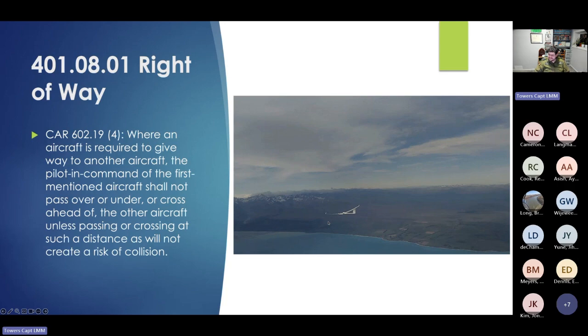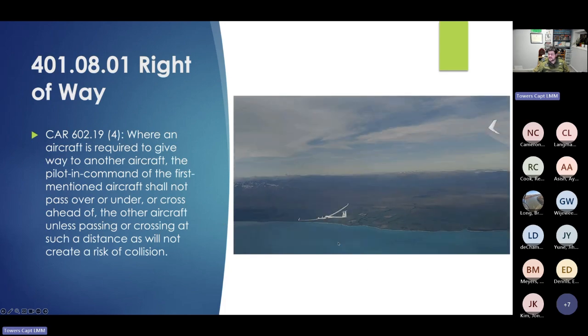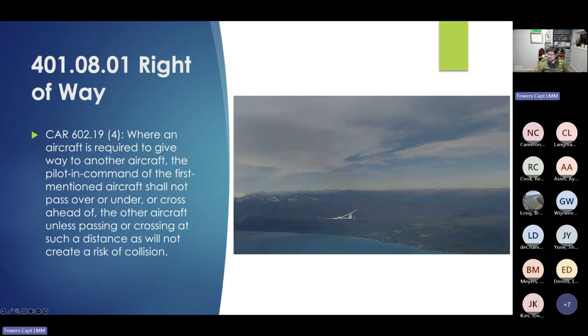So you don't die. Yes, exactly. You don't want to fly over or above them, over or under them, or cross ahead of the other aircraft unless it's not going to create a risk for collision. So obviously, if I'm turning right in this case, that's probably going to create a risk for collision into that aircraft.